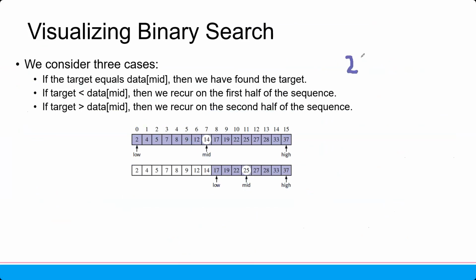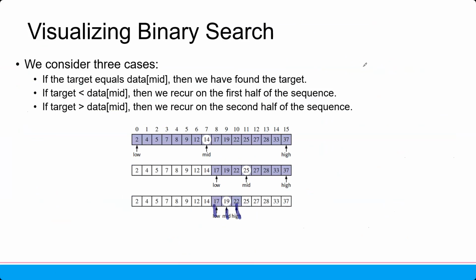We have the target, 22. Does 22 equal 25? No. Then we need to check: is 22 less than the data at mid? Yes, because 22 is less than 25, we recur on the first half of the sequence. So we just consider this one. Now we have this as the low, this as the new high, and this as the mid.